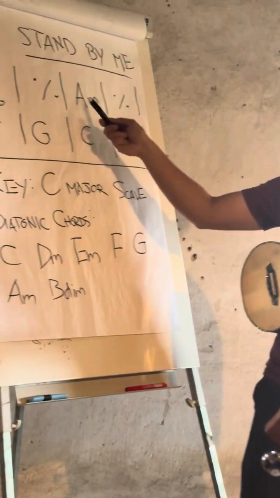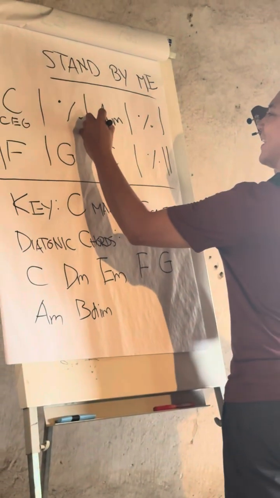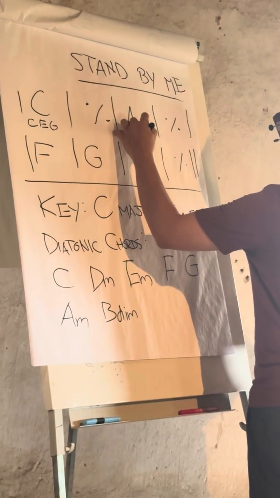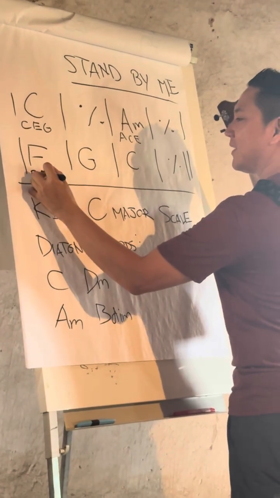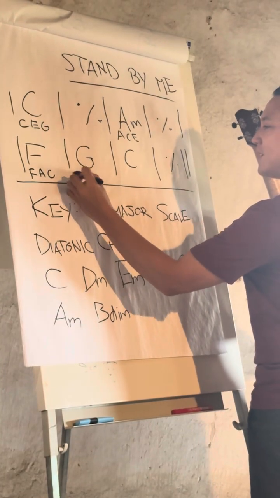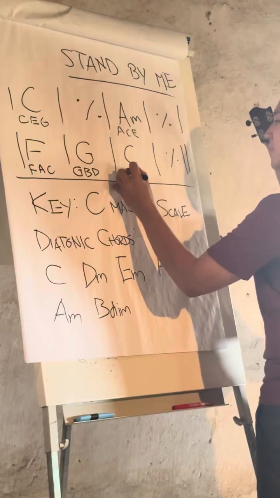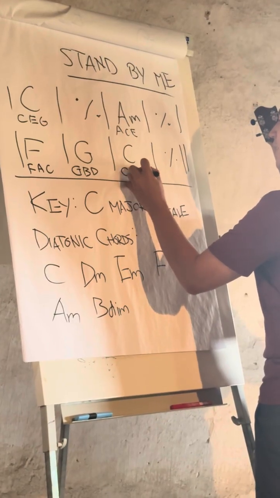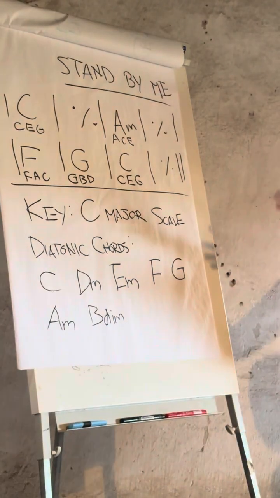So let's actually map out the rest. What are the chord tones for A minor? A, C, E. F, A, C. G, B, D. And then this one we're back to C, E, G again. Okay. So now you have a little bit more work to do.